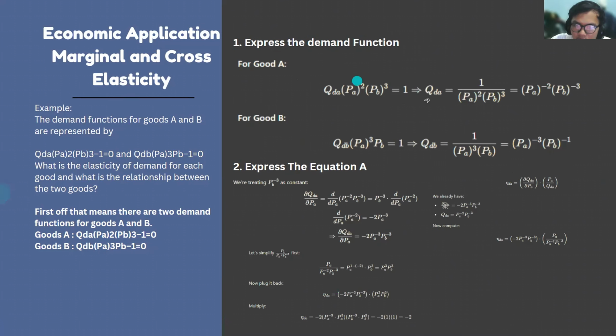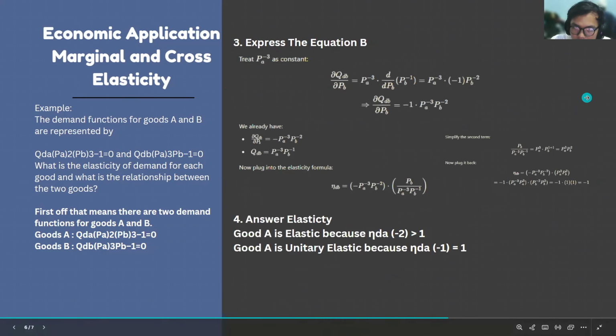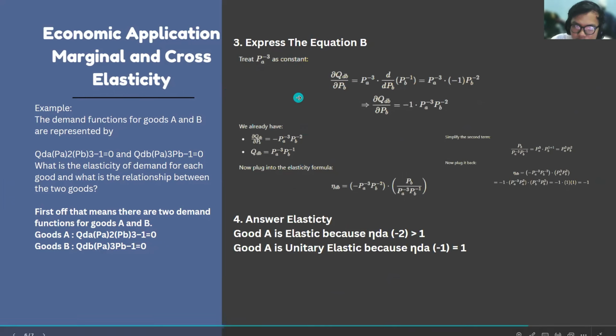If you guys know how to do equation A, then how to do equation B will be the same. The only difference is we use PA power minus 3 as a constant. See, the answer is the same, and even the simpler way is the same, and that is to change the PB to a 1, and then we remove the same number. Okay, so we got the answer. Equation B, we got minus 1, and for equation A, we got minus 2.